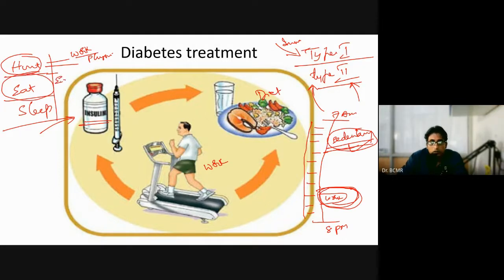Second one is eating. We eat more than we require, and we eat just because we are bored. We eat just because it is there. Our eating is highly disproportionate to our activity.